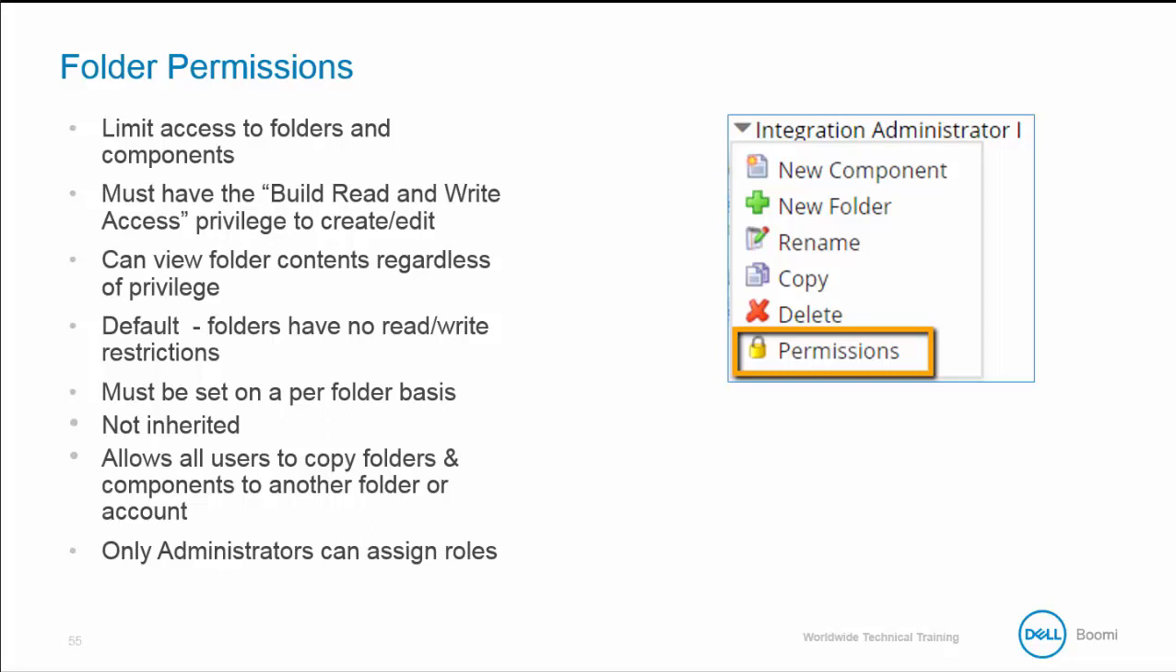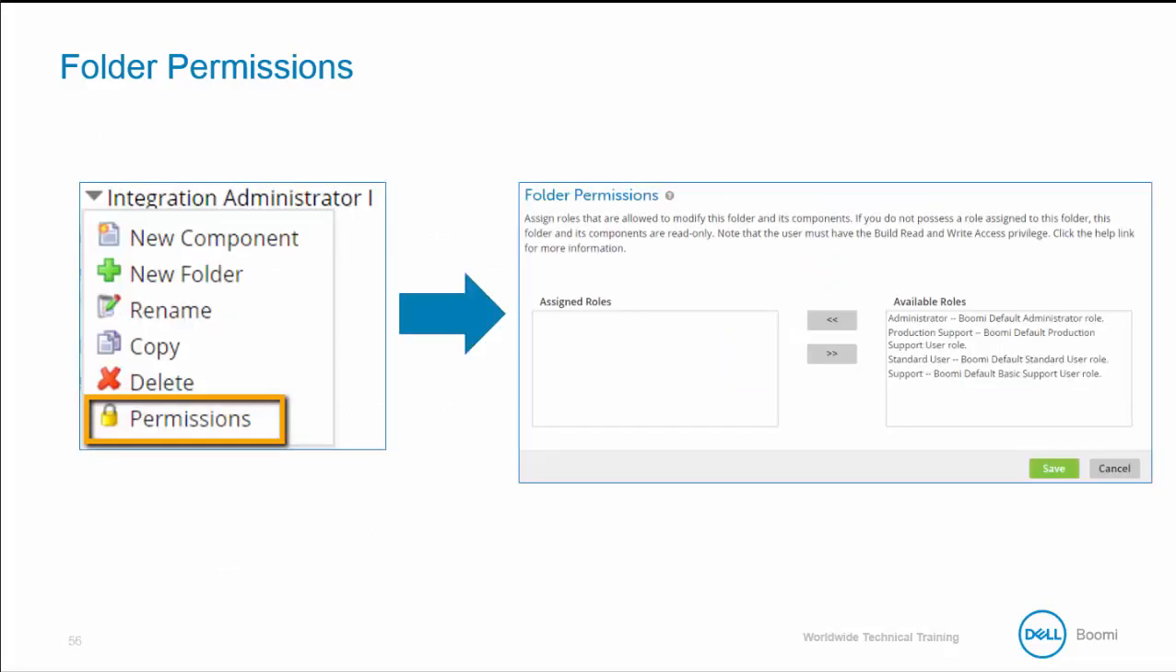On a per-folder basis, folder permissions are set. They are not inherited and allow users the ability to copy folders and components to another folder or account. Administrators use the folder permission dialog to assign and remove user roles from the selected folder. Users assigned these roles have write access to the folder and its components.